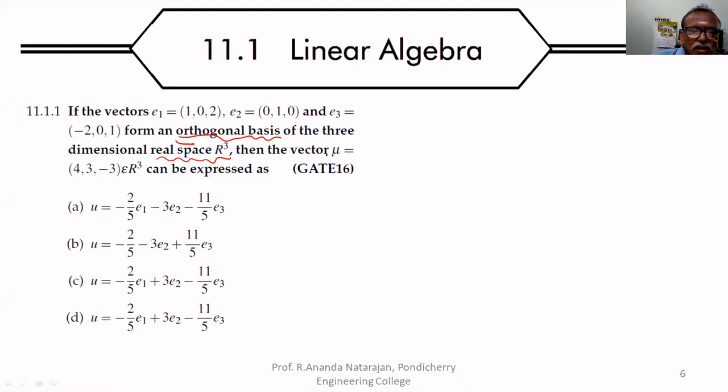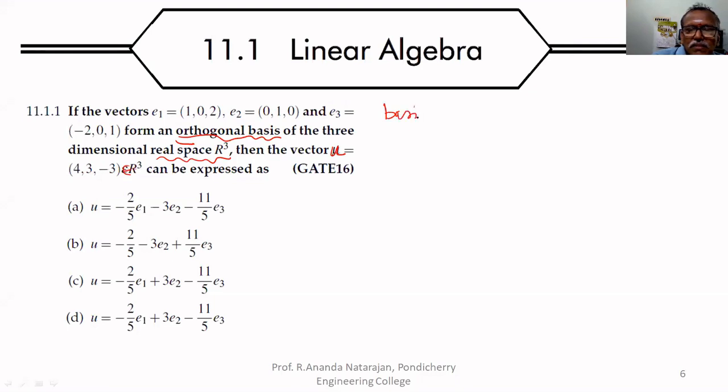Then the vector u equal to (4, 3, -3) belongs to R cube. It is also real space, belongs to R cube, and can be expressed in terms of this orthogonal basis. First, what is a basis? Then we have to see what an orthogonal basis is.